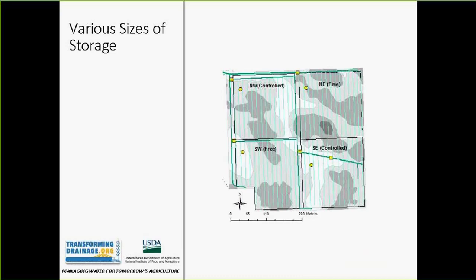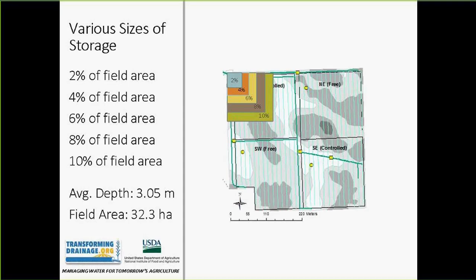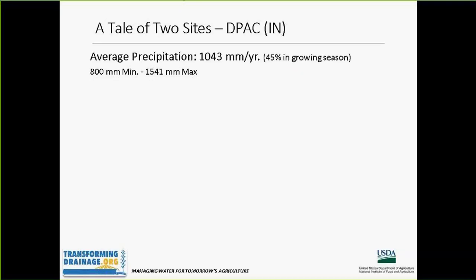And we looked at various storage sizes. So a storage size which represents 2% of the field area, 4, 6, 8, and 10%. And here our field area is 80 acres. So a 10% storage is 8 acres, at an average depth of 3.05 meters, 10 feet. And there's the field area.